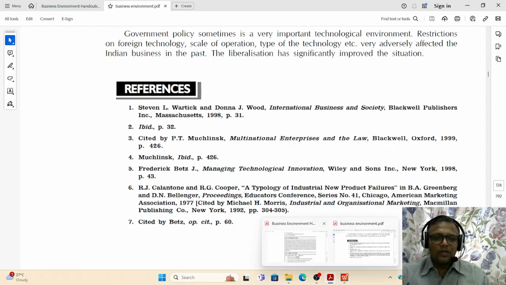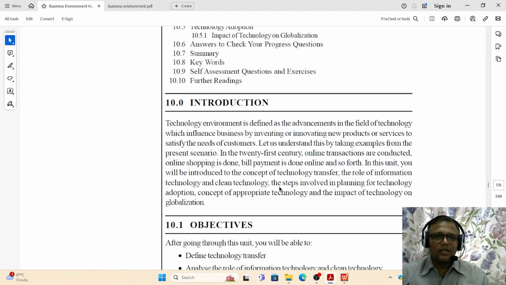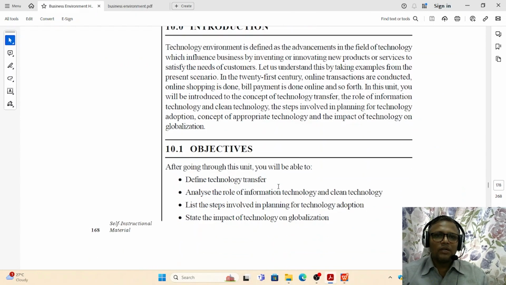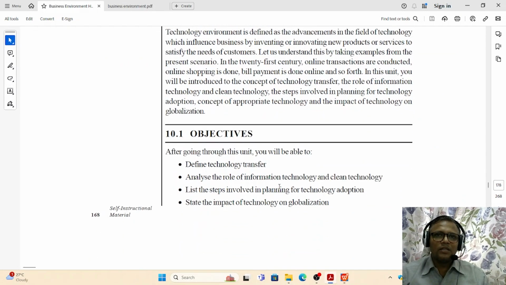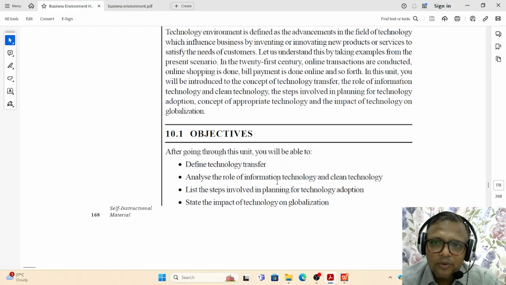Additionally, now we can discuss some other content. If I talk about the technological environment, again a small overview from some of the content can be discussed over here, in which the technological environment is defined as an advancement in the field of technology which influences the businesses by inventing or innovating new products or services to satisfy the needs of the customers.